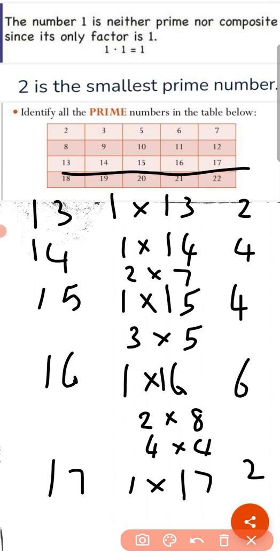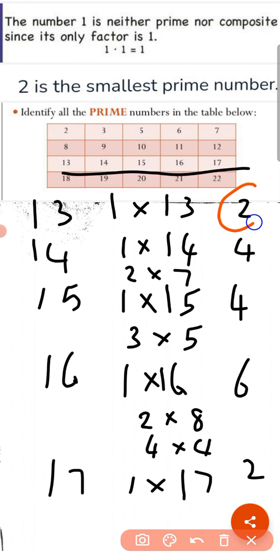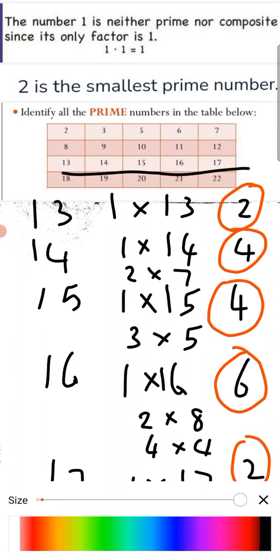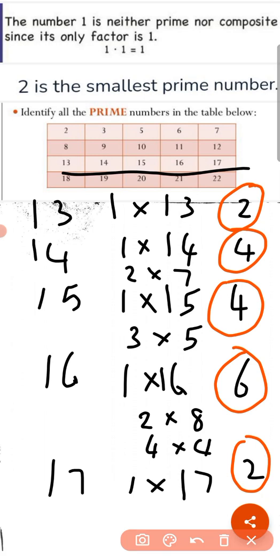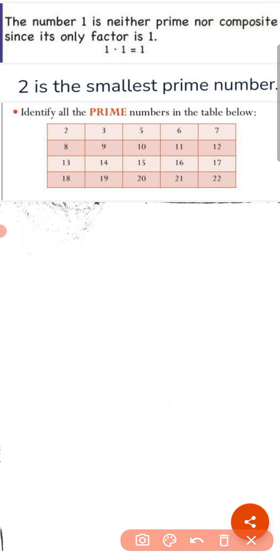Now check the number of factors. 13 has 2 factors. 14 has 4 factors. 15 has 4 factors. 16 has 6 factors. And 17 has 2 factors. So which numbers are prime numbers, children? The numbers having 2 factors, that is 13 and 17. So in the third row, 13 and 17 are prime numbers. Clear? Now check the last row.